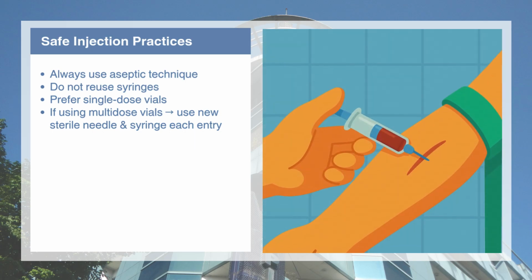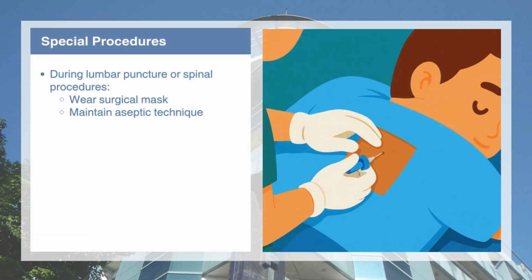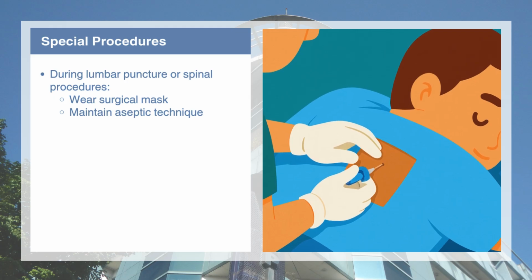Safe injection practices are non-negotiable. Never reuse syringes or needles. Single-dose vials are best, but if multi-dose vials are used, a sterile needle and syringe are required for each access. For invasive procedures such as lumbar puncture, a surgical mask is mandatory to prevent droplet contamination. This is a critical safeguard for patient safety.